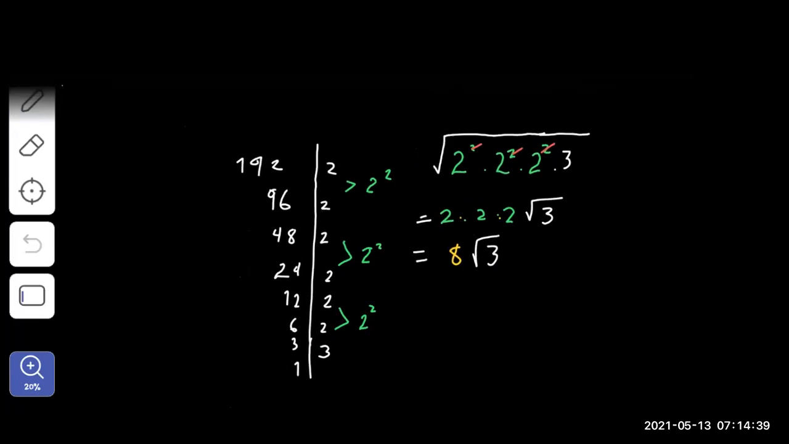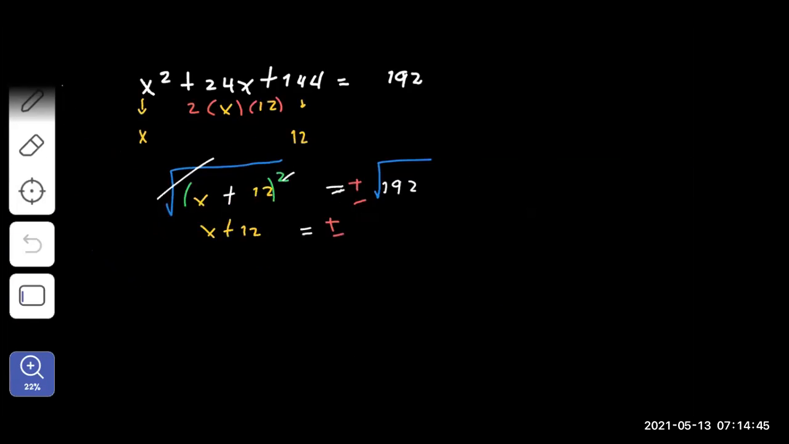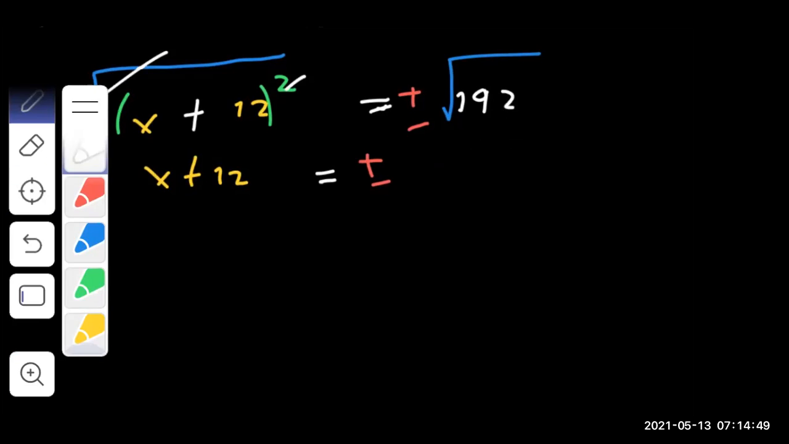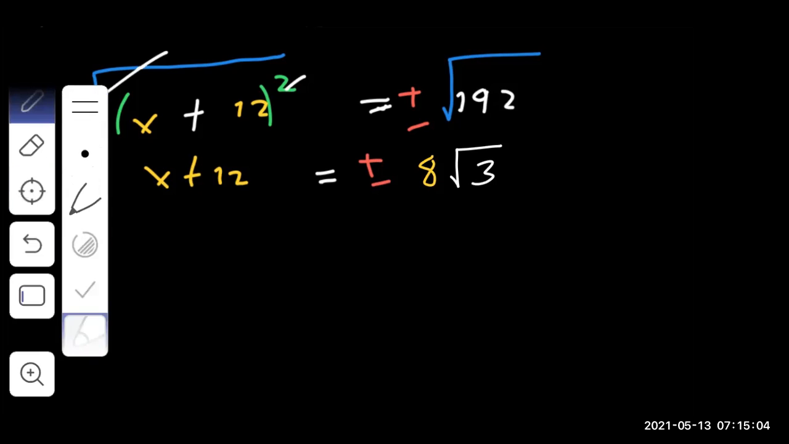So the square root of 192, guys, in this form is 8 square root of 3. Okay, instead of 192, we're going to say 8 square root of 3. All right, this is what you have to do when you have a big number, a non-perfect square root. So now the idea is the same.